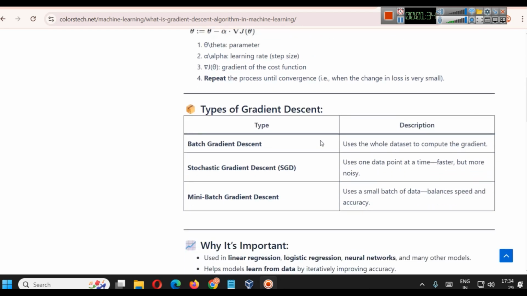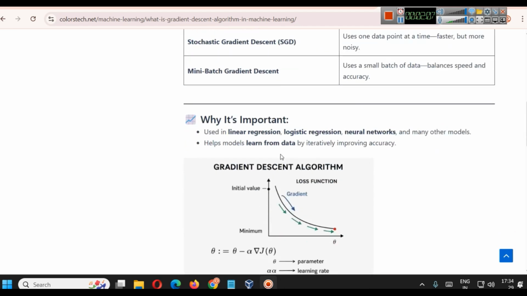What are the different types of gradient descent? There is batch gradient descent, there is stochastic gradient descent, also known as SGD, and mini batch gradient descent. Batch gradient descent uses the whole dataset to compute the gradient. SGD uses one data point at a time. It is faster but more noisy. And mini batch gradient descent uses a small batch of data, balancing speed and accuracy.